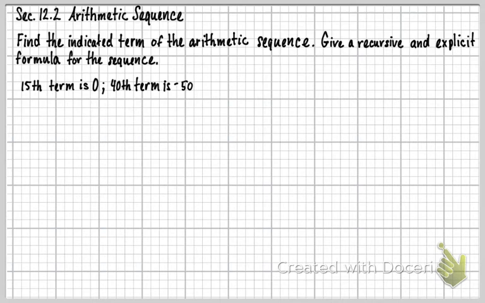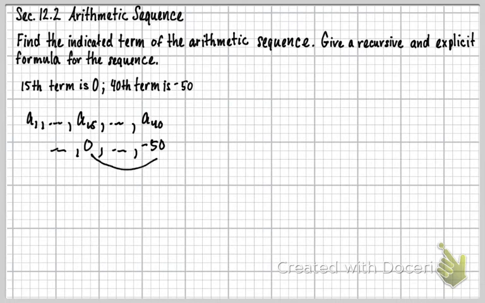So I know the 15th term. If I go a1, ... a15, ... a40, that's the idea here. So the 15th term is 0, and the 40th term is negative 50. That's what we know. So how many terms from 15 to 40? That would be a 25 term difference there.